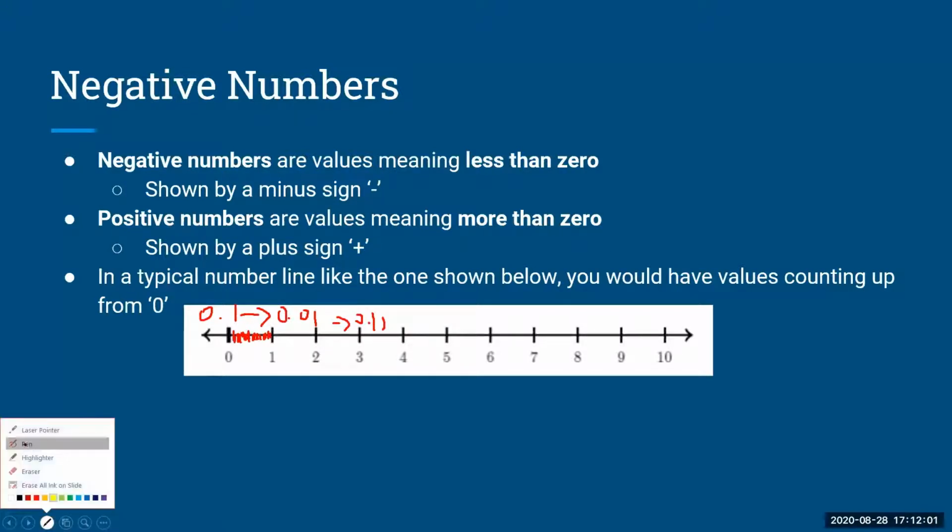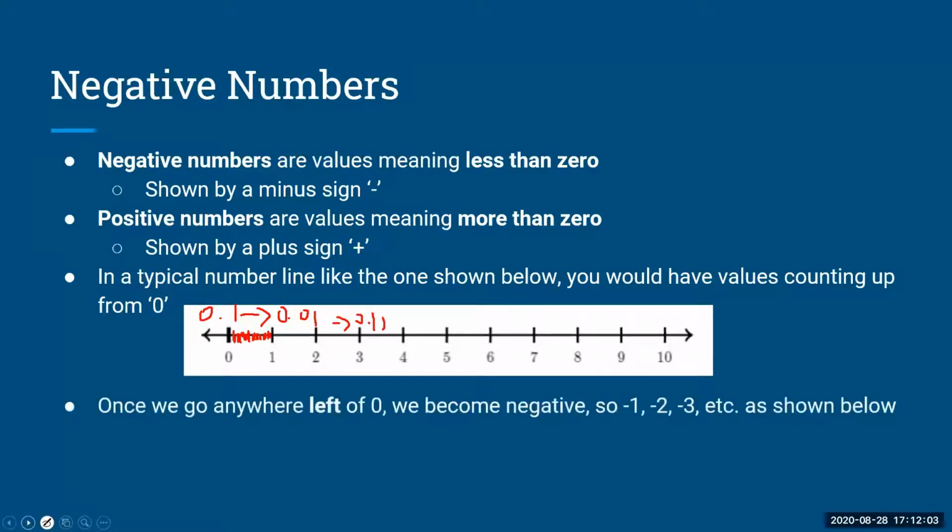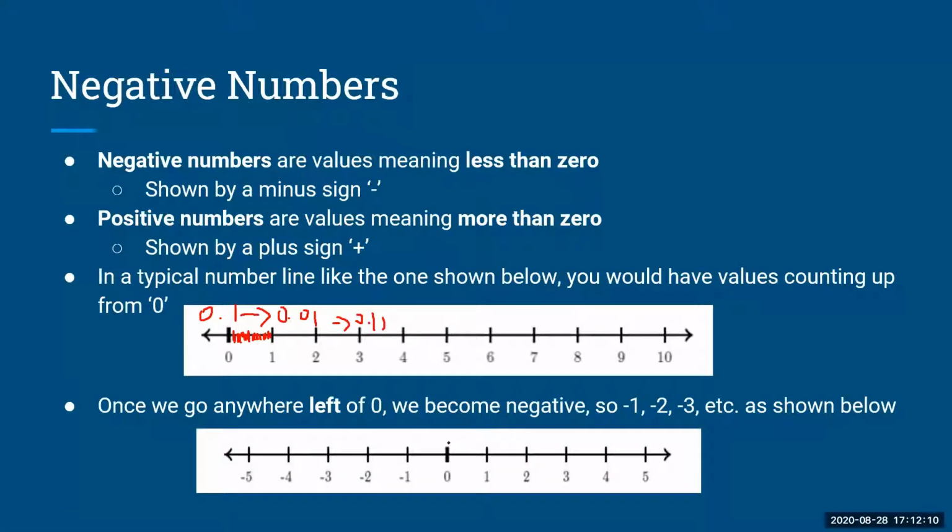So once we go anywhere left of 0, we become negative. So -1, -2, -3, etc., shown below. So right here, see anything left of 0 is -1, -2, -3, -4. You guys should know this already. I learned this in 3rd grade, 4th grade maybe. And obviously you guys know that number lines can also be vertical. So we have 0 here. Anything below 0 is negative. Anything above is positive.